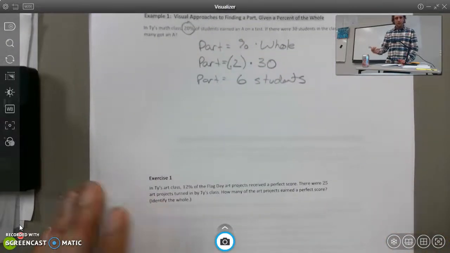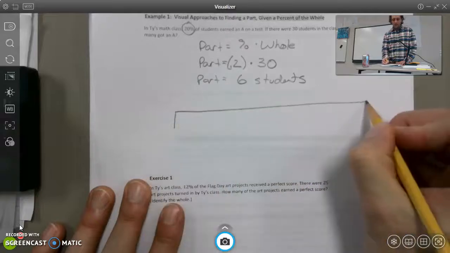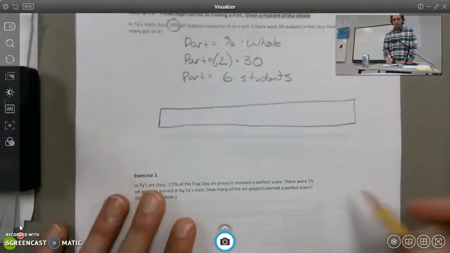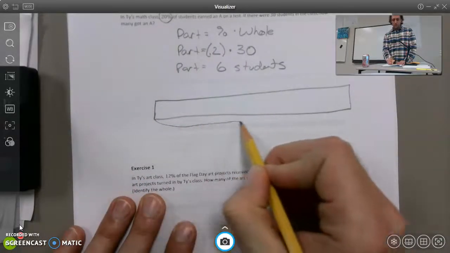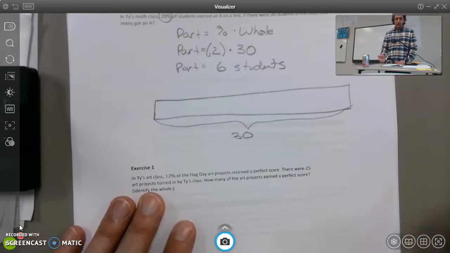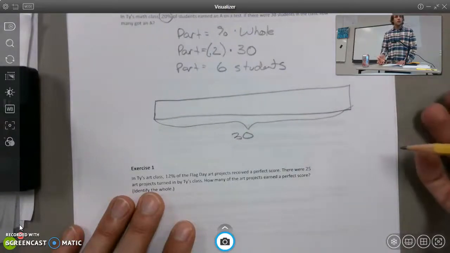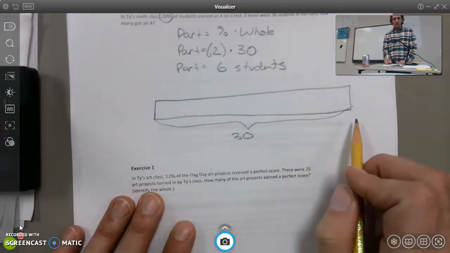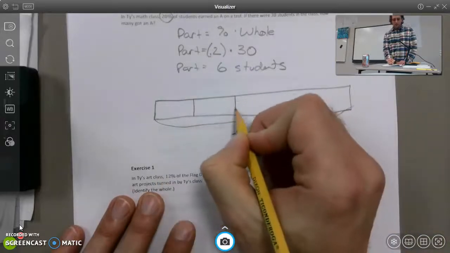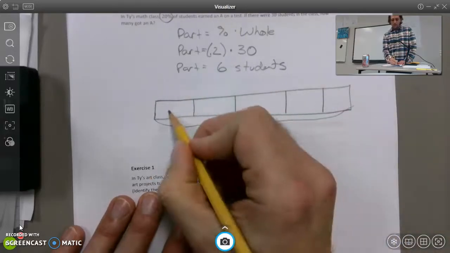Now we can think about that in a variety of ways. I want to just draw it out for you to help you see it. It'd be really nice if we had 100 squares here, because percent is out of 100. But let's just look at it visually. Let's pretend that this long rectangle represents the whole thing. That whole thing is 30 students. Now we're told that we're looking for 20% of the students. So think about 20%. How many 20% would it take for us to have this entire block filled up? 20, 40, 60, 80, and 100%. So each of these is worth 20%.